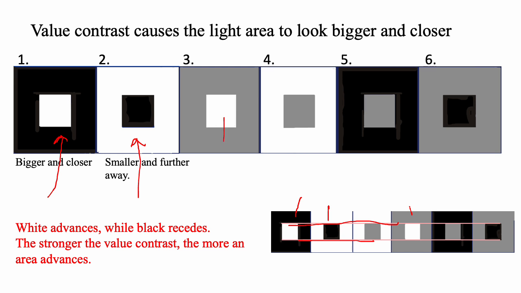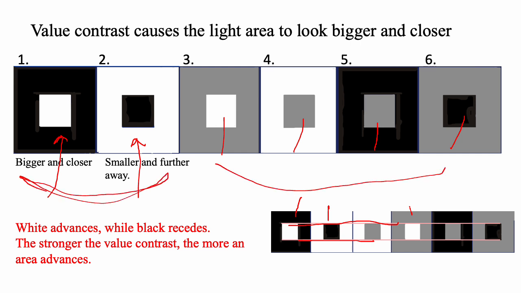Similarly, this white area looks a little bit bigger than this gray area, and this gray area looks a little bit bigger than the black area. But these differences aren't as marked as these because the first two here have the greatest value contrasts. So the bottom line is that white advances while black recedes, and the stronger the value contrast, the more an area advances.